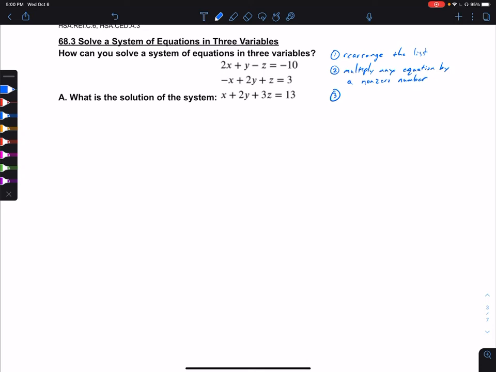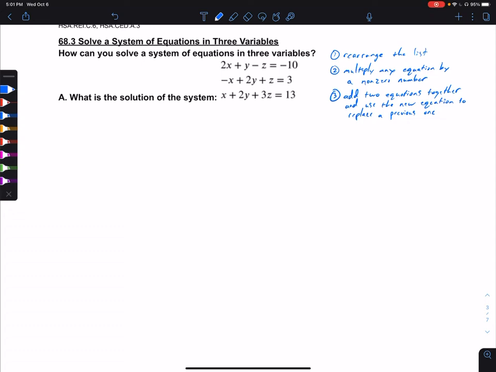And the third thing you're allowed to do is you can add 2 equations together and use the new equation to replace a previous one. So if I add equations 1 and 2 and create a new one, I'm allowed to use that new one as a replacement for any other ones. And you'll see that comes into play a lot.